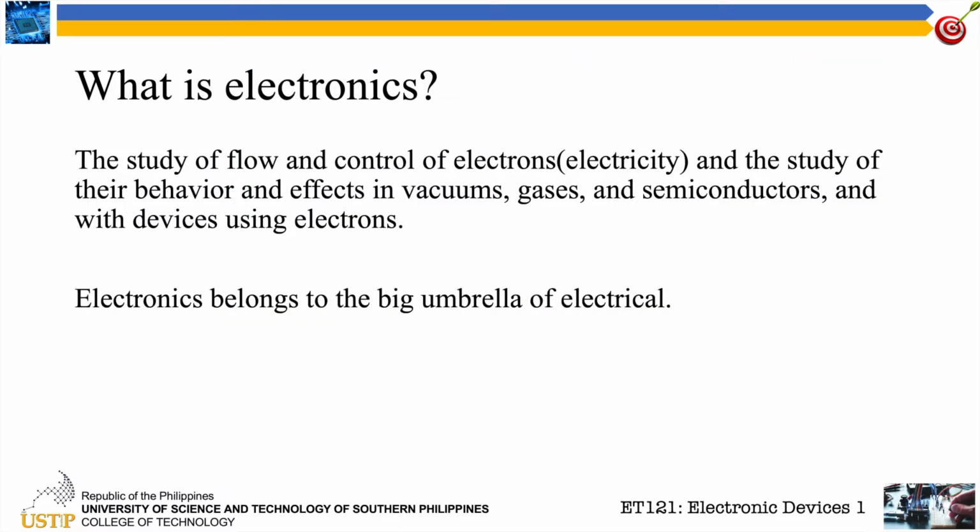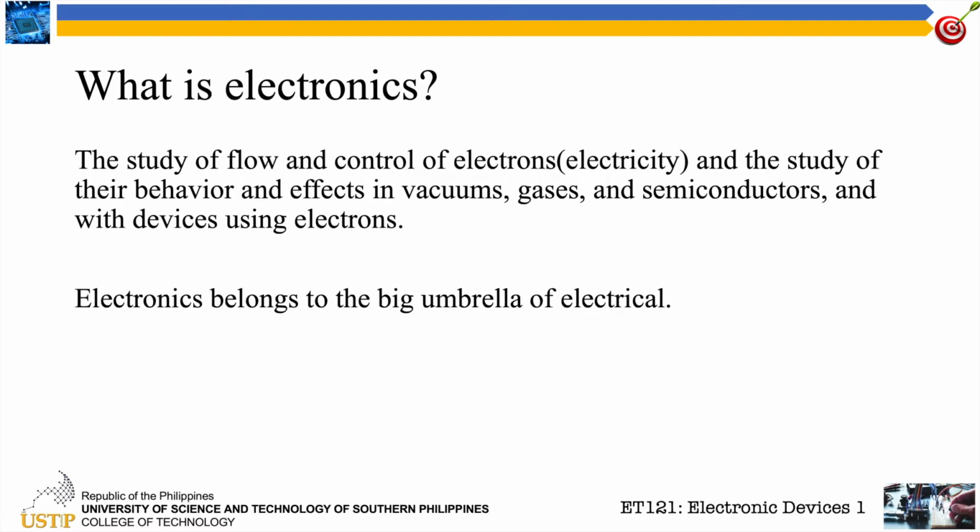So let's start with a quick recap. What is electronics? It is the study of the flow and control of electrons. When you have a flow of electrons, you can create electricity. And it is the study of their behavior and their effects when you talk about vacuums, gases, semiconductors, and devices using electrons.